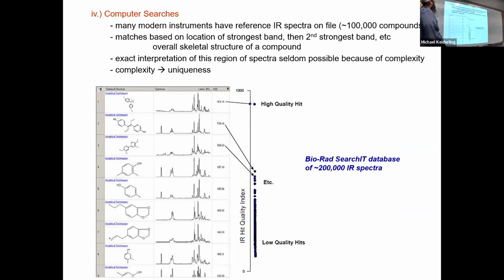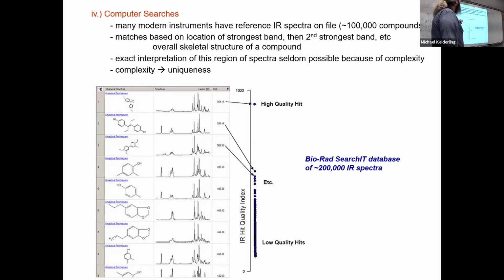And yeah, the way you identify things is with computer searches. Most modern instruments have reference IR spectra on file. You could easily have 100,000 compounds. I honestly don't know how many compounds we have in our database. We have a database. Actually, we have several databases. And it's not that hard to add more. You could get another database and add it if you get it in the right format.